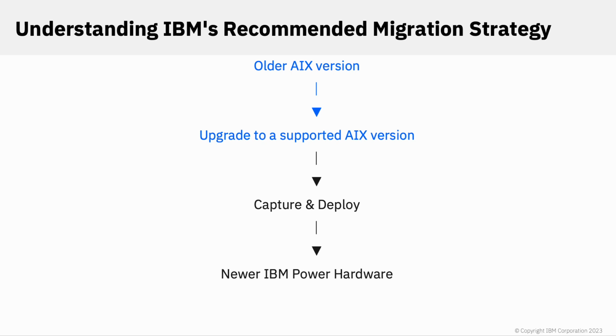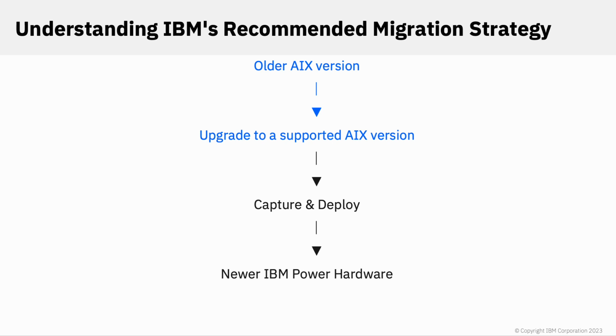As we discussed, the first migration is an operating system migration. The goal is to move from an older release to a supported version of AIX. That's the bits highlighted in blue in the visual. The second migration is an infrastructure migration, where the virtual machine is moved onto newer IBM Power hardware within the PowerVS environment. Separating these into two phases makes the process much easier to understand, plan and execute.